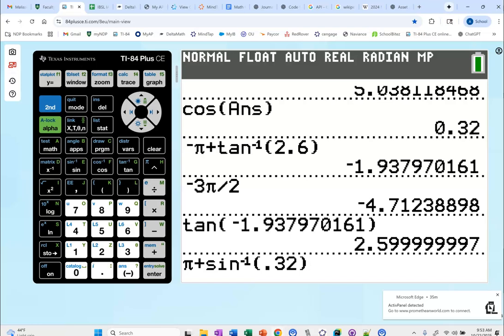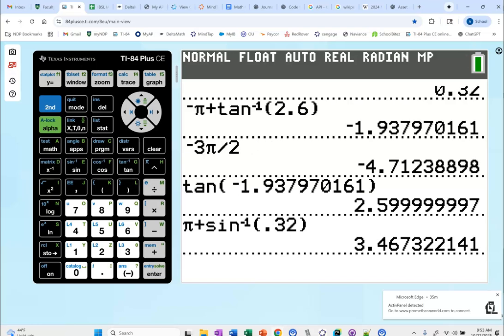So I do that, and then I press enter. So my answer, I would write on my paper, if the directions say rounded to 2 decimal places, would be 3.47. Did anybody following along with me not get that number? You got like 20 something, right?